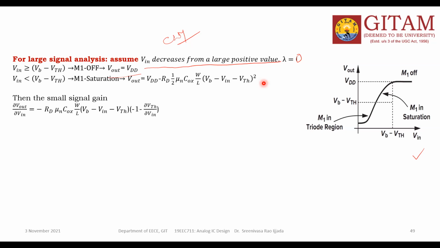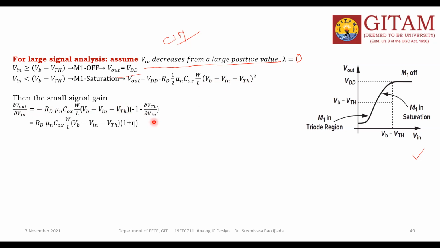Change in input voltage. If you derive this equation with respect to the input voltage, VDD is constant, so it becomes 0, minus RD multiplied with the whole thing, and the 2 gets cancelled. Then in the bracket we have VB minus Vin minus VTH. If you differentiate this with respect to Vin, VB is a fixed voltage, so again it's 0. Then ∂Vin/∂Vin is 1, and minus ∂VTH/∂Vin. This is the small signal gain formula.